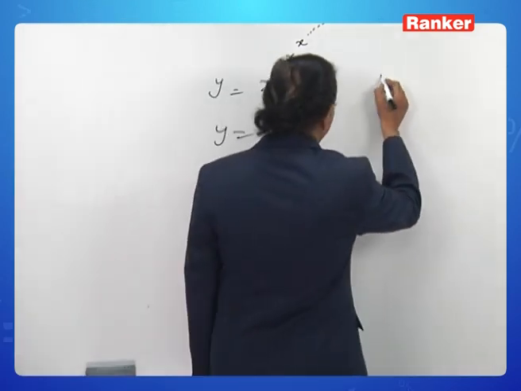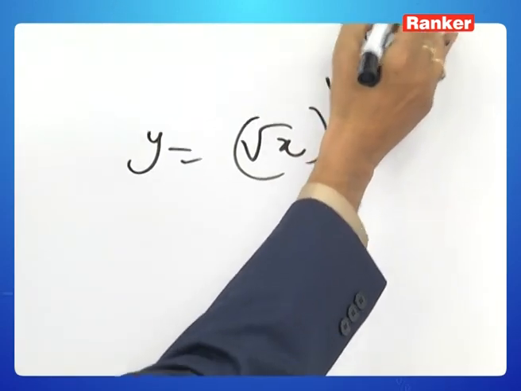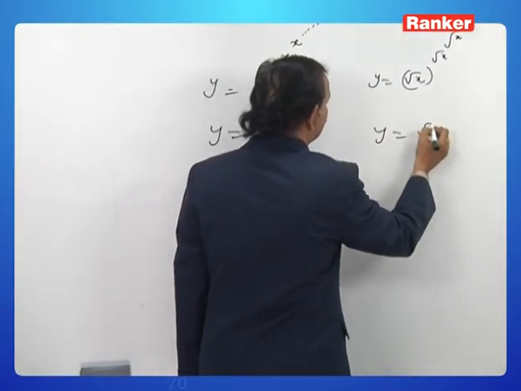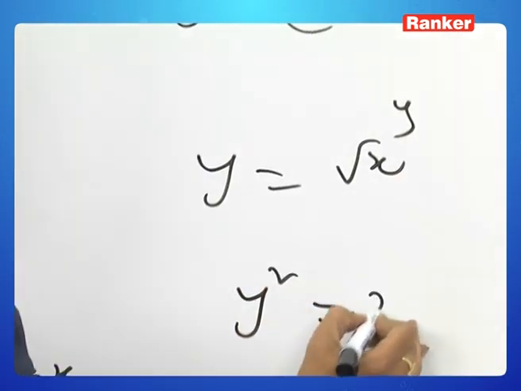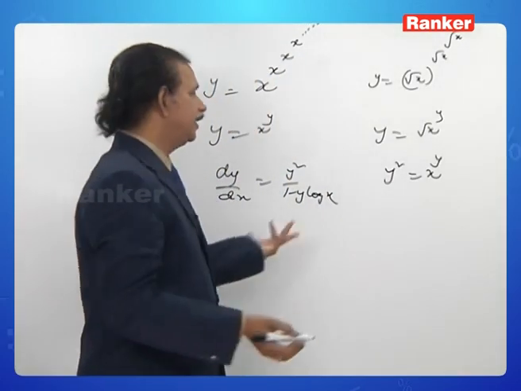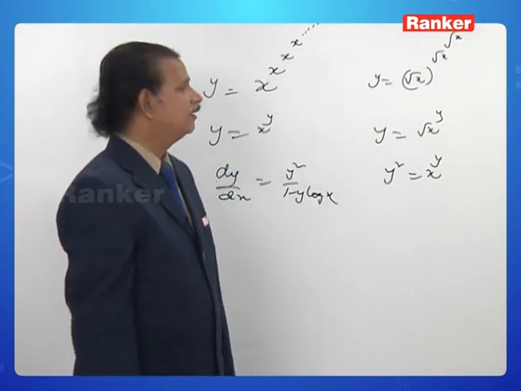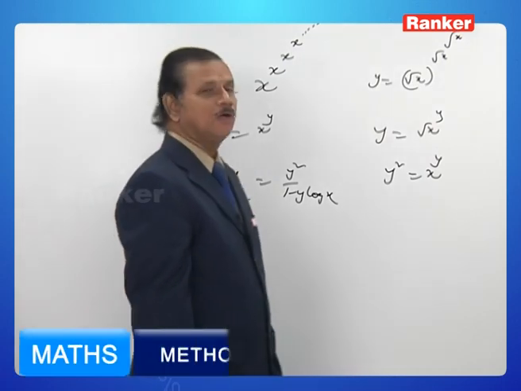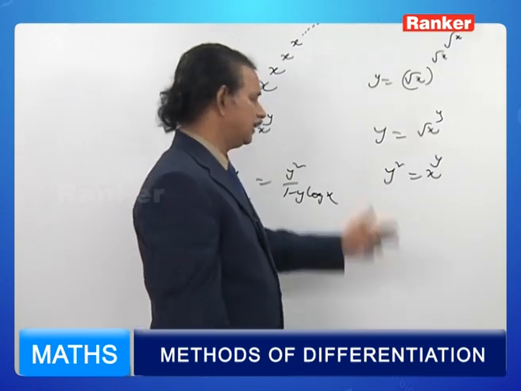Rather than this, if you have y is equal to root x power y, then what happens? Y is equal to root x power y. Square it on both sides. Y square is equal to x power y. Again 2 log y is equal to y log x, like that. Take logarithms on both sides and differentiate, you will have the answer. So if you come across a function like this, you simplify like this.